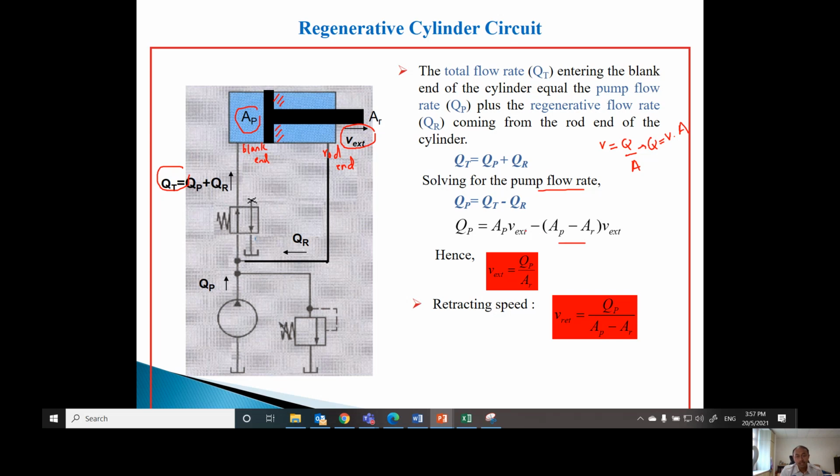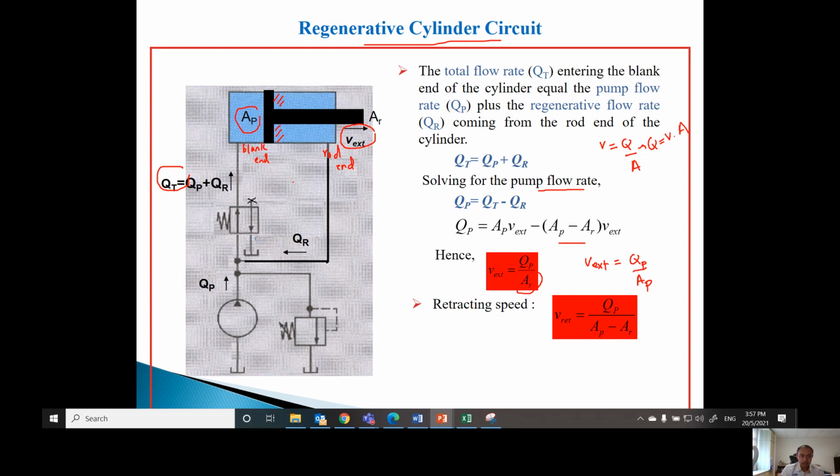When you rearrange this formula, you finally get V extension for the regenerative cylinder circuit equal to QP divided by AR. Bear in mind that this is very different from the normal circuit. For the normal circuit before this, if you remember, the flow rate is QP divided by AP, right?